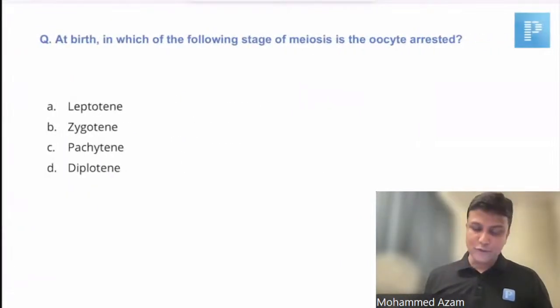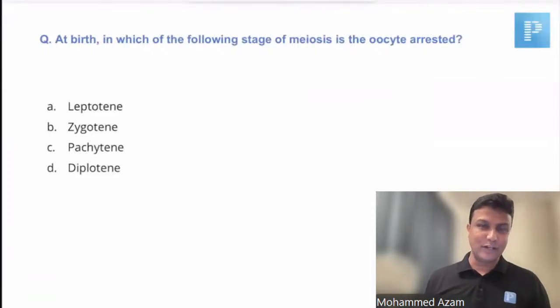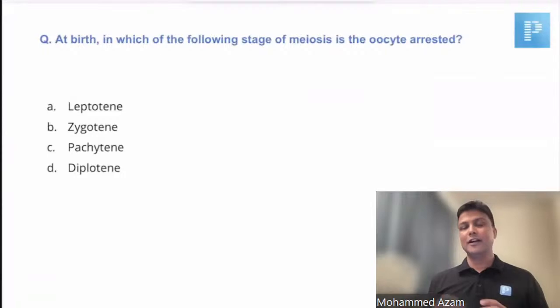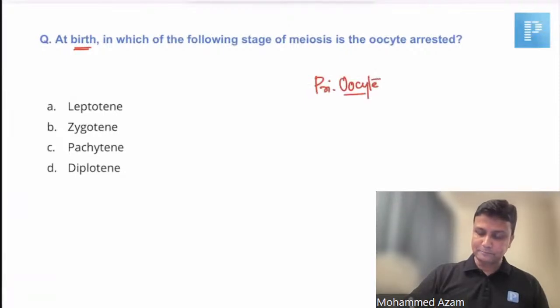At birth, in which of the following stages of meiosis is the oocyte arrested? Whenever I taught gametogenesis, when we learn about spermatogenesis and oogenesis, I have always told the students that in oogenesis, 2 points are very important. We need to understand and learn in which phase the primary oocyte will be arrested and in which phase the secondary oocyte will be arrested. So here they're asking at birth. At birth, obviously, it will be the primary oocyte. And that primary oocyte will actually be arrested in prophase 1.